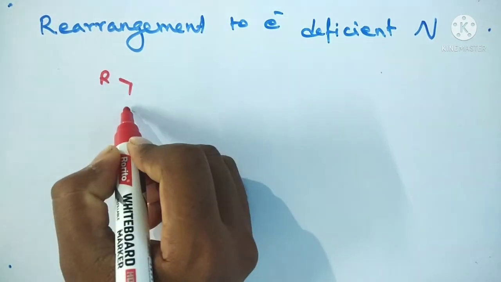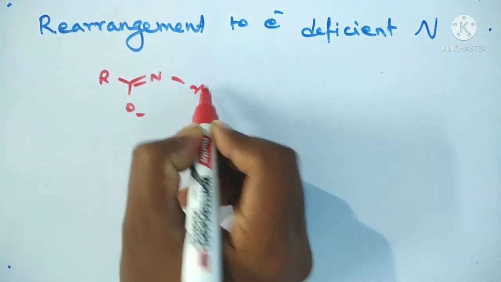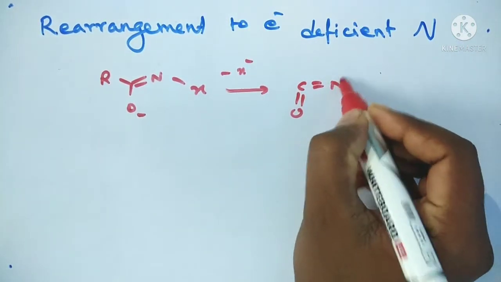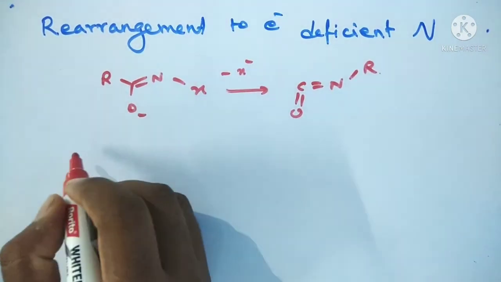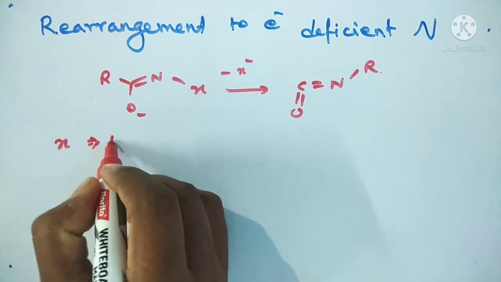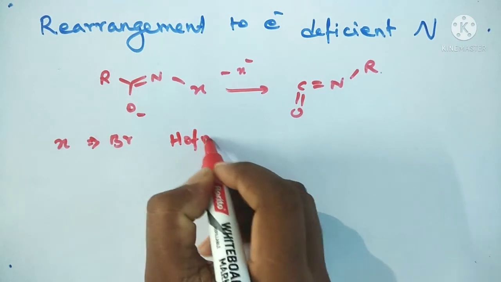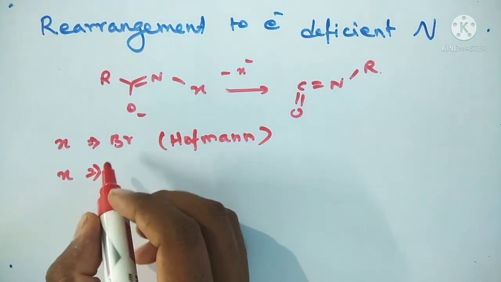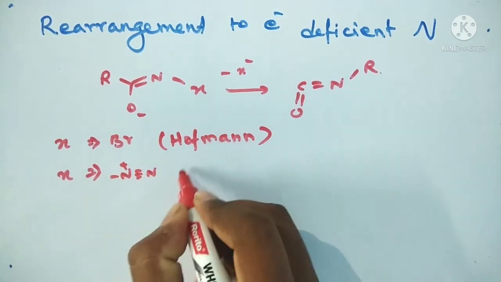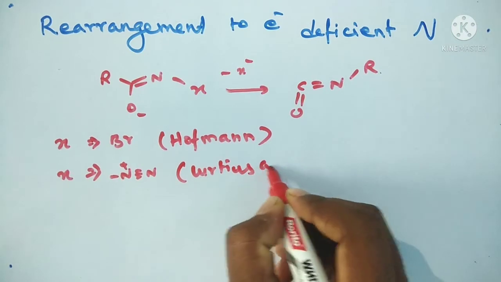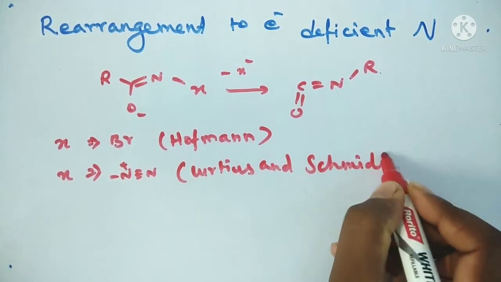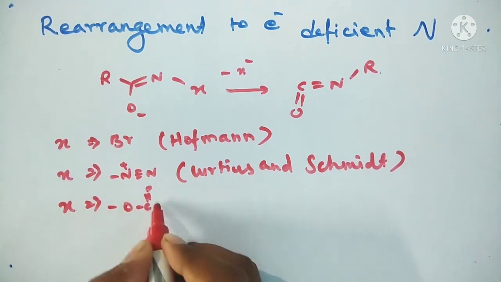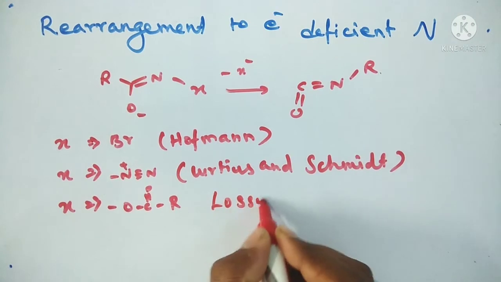So for O minus, double bond N, bond X, so minus X, we get C double bond O bond, this is isocyanate. So X, if it is bromine, that reaction is Hofmann. If the eliminating group is nitrogen, then that is Curtius and Schmidt. If the elimination is a carboxylate anion, that is Lossen rearrangement.